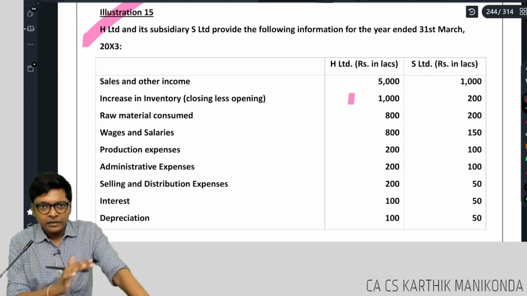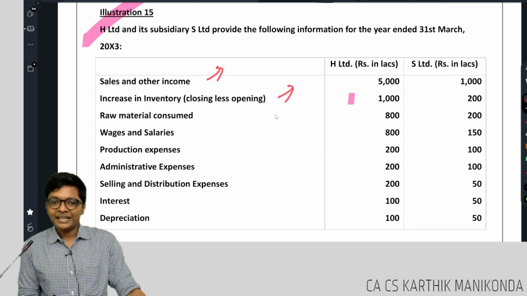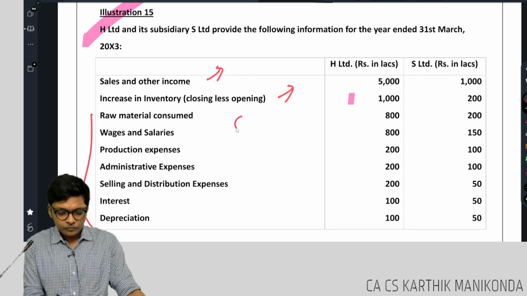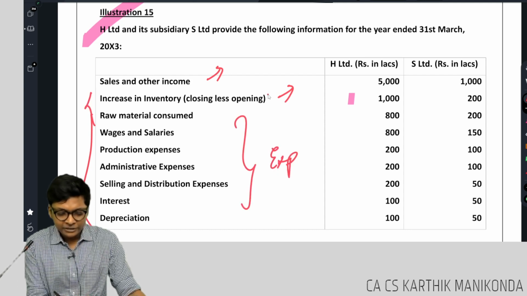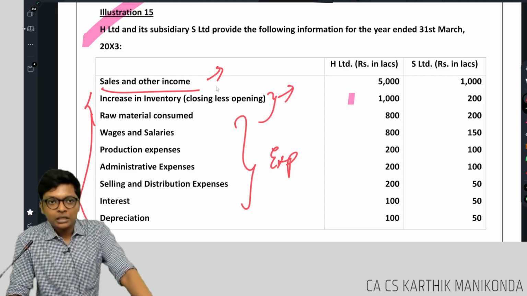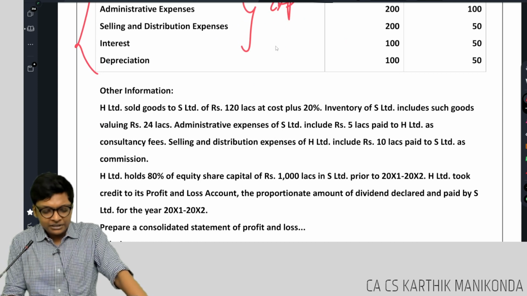Basically, they have given income statement, sales and other income, increase in inventory, then you have all the expenses, correct? This also is expense, income is only sales and other income. Come down for adjustments, we have limited adjustments.